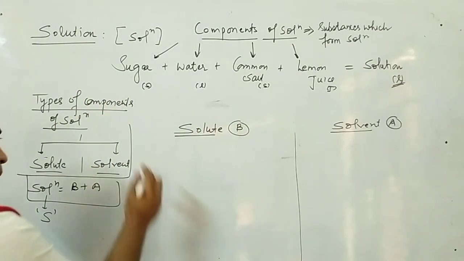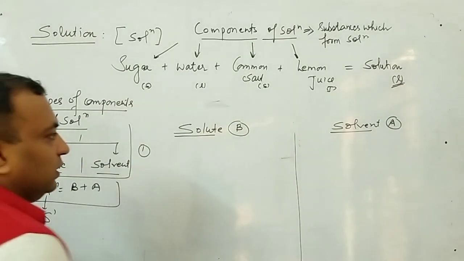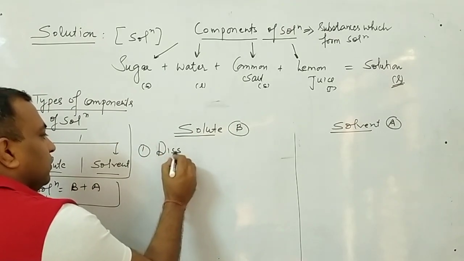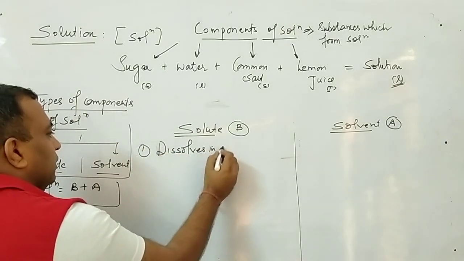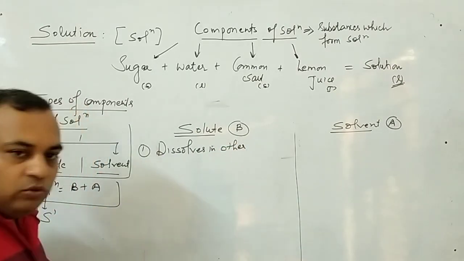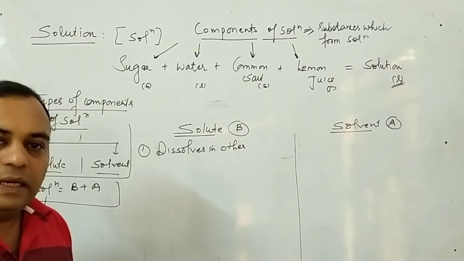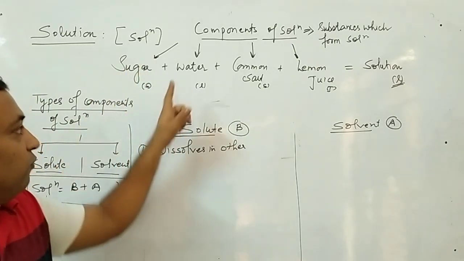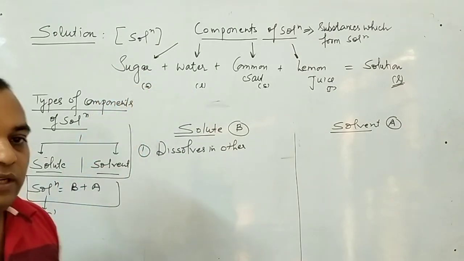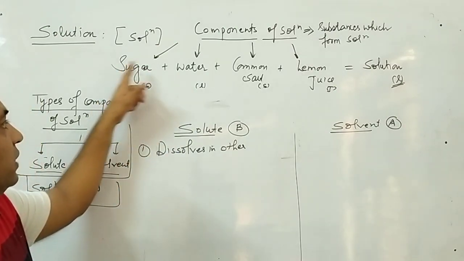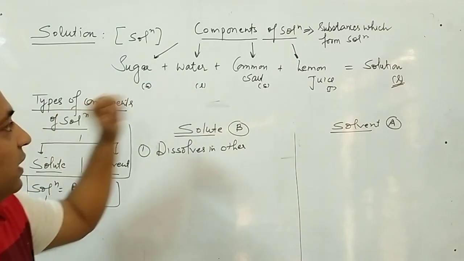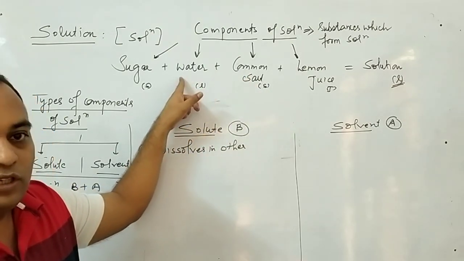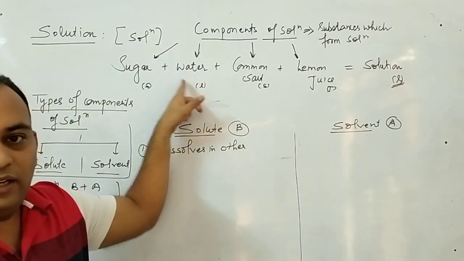Now listen to the first one. What do you mean by solute? It is a substance which dissolves in other. I start from the very basics, just from the ground. Solute क्या होता है? It is a substance जो दूसरे में dissolve होता है. Just like sugar and water. बेटा क्या water sugar में dissolve होता है या sugar water में dissolve होता है? We well know that sugar dissolves in water. Similarly, common salt water में dissolve होगा या water common salt में? Common salt dissolves in water. Similarly, lemon juice dissolves in water.